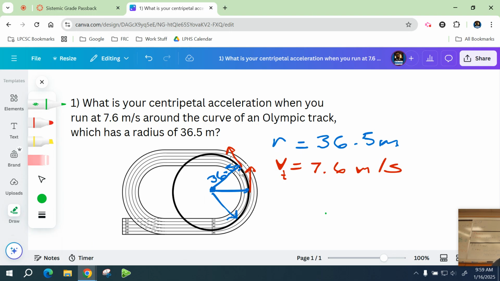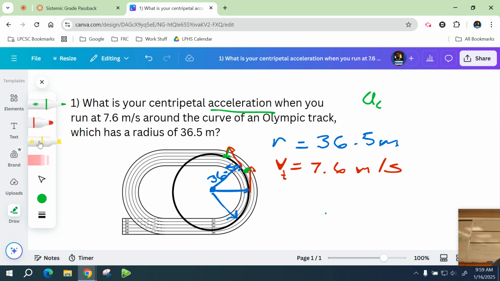Well, in order for you to change the velocity, the speed of the velocity is always 7.6. The only thing that changes is the direction. And remember that centripetal acceleration goes towards the center. So there's an acceleration that pushes this way towards the center of the circle, okay? And so that would be the centripetal acceleration.